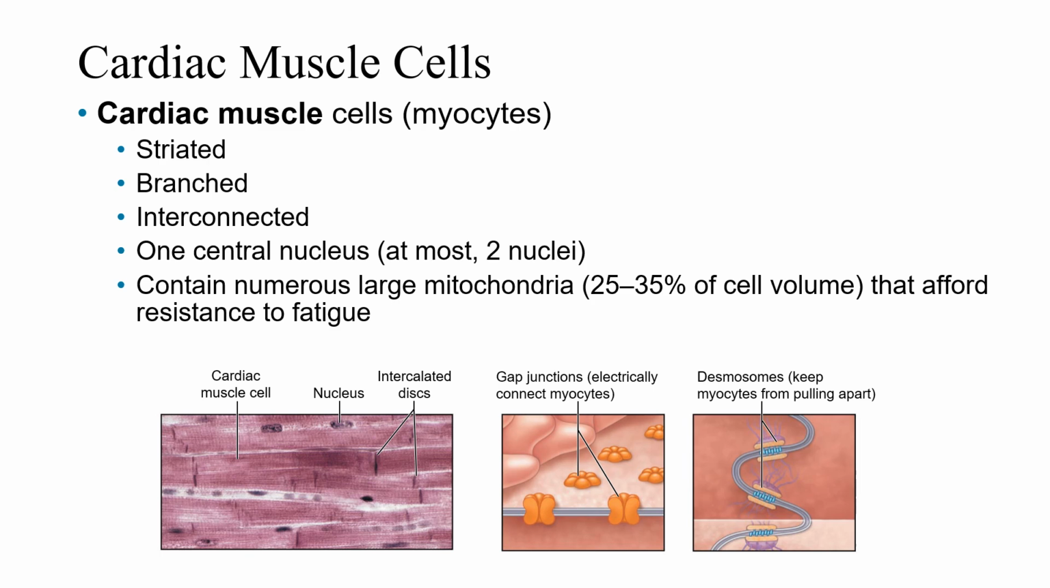One other thing to note is that these myocytes are joined by intercalated discs. Intercalated discs have a particular type of junction called a gap junction, which can electrically connect the myocytes. They allow for the passage of ions. And then you have another type of junction called a desmosome. A desmosome, in this case, is sort of like an anchor point. It helps to anchor adjacent cells together, basically keeping them from pulling apart as the heart contracts.